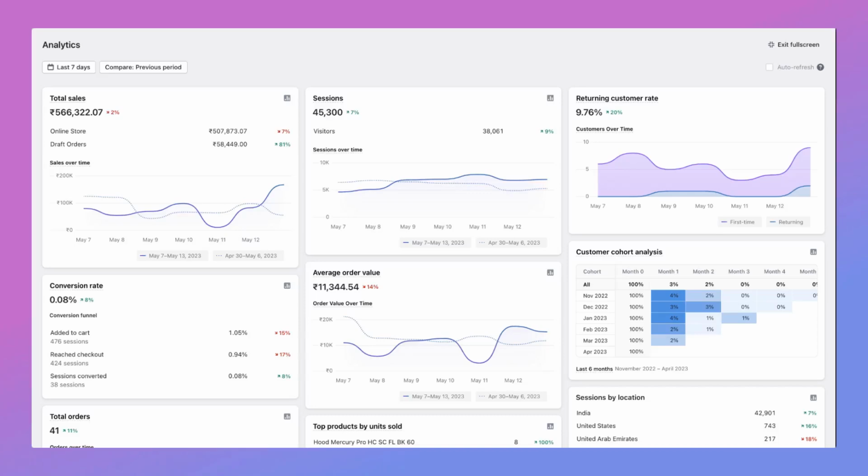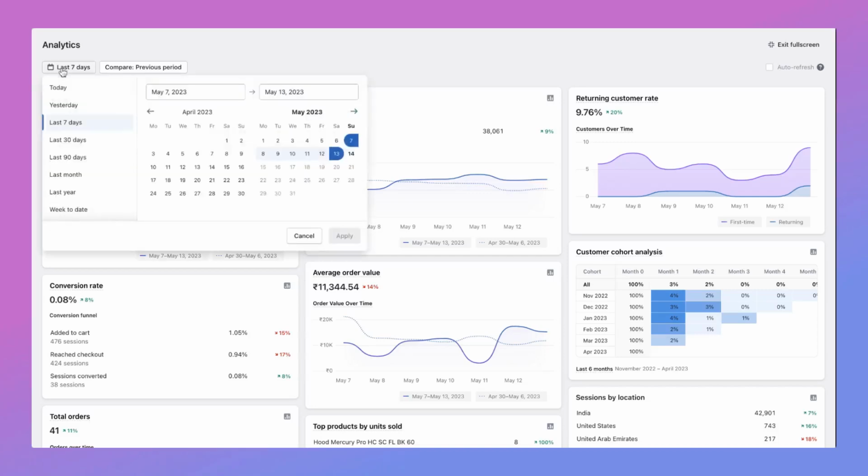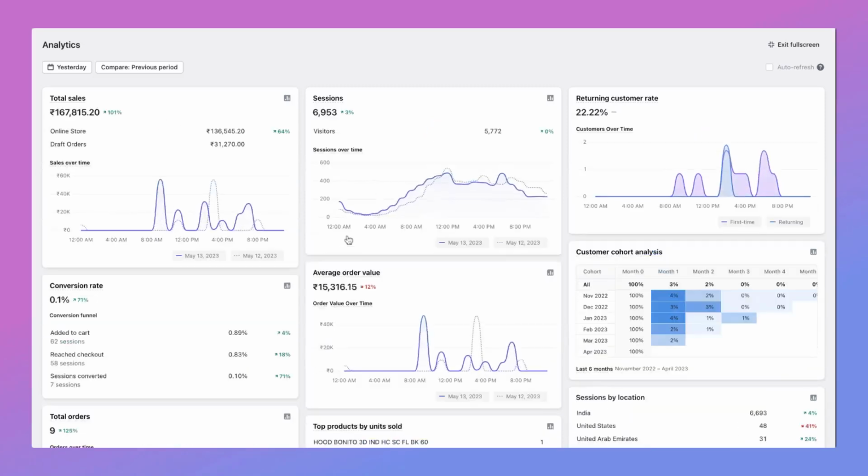So I'll start with the time part. You can see analytics based on different time periods and compared to the previous period. This is the previous period tab. Based on the time period, you can see how your 30-day performance is, how your 7-day performance is, how yesterday's performance is. On a daily basis, you can check yesterday's performance and see how the store is performing.